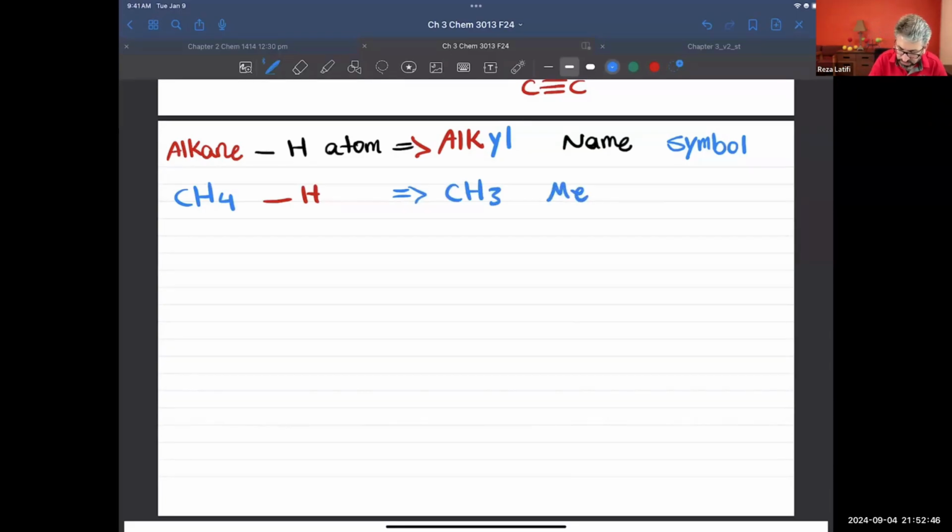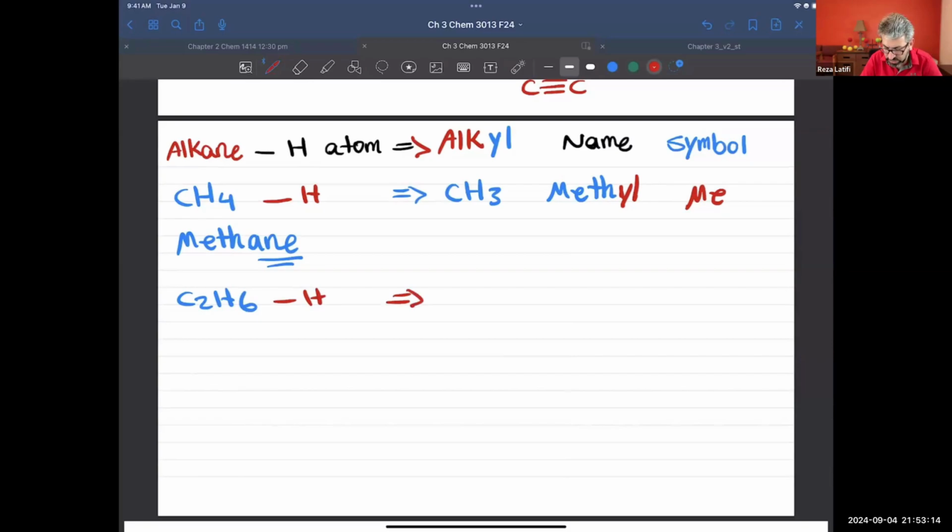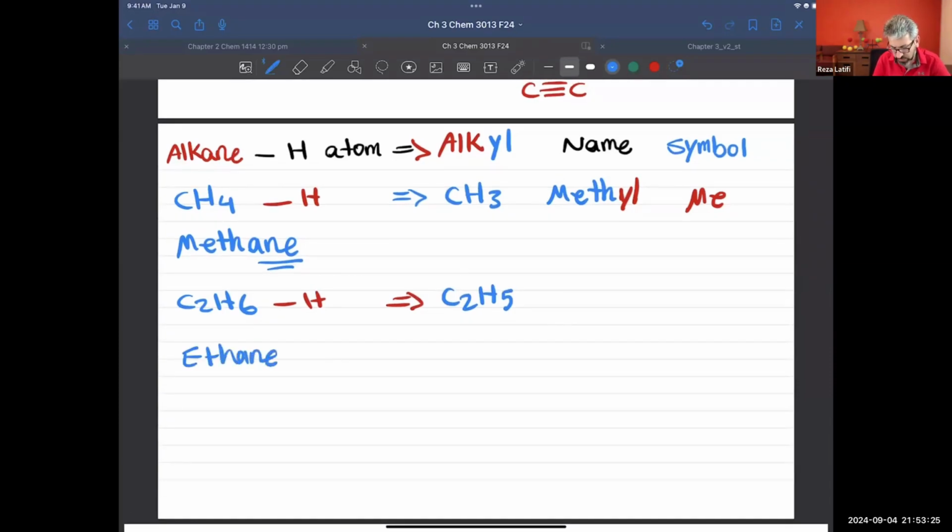So I had methane. Now this one is going to turn to methyl, and Me will be the symbol for it. I can practice this for the rest of them. How about C2H6 minus one hydrogen? This gives us C2H5. The original compound we call ethane, and here, because we are missing one hydrogen, it will be ethyl, and the symbol for it is Et.